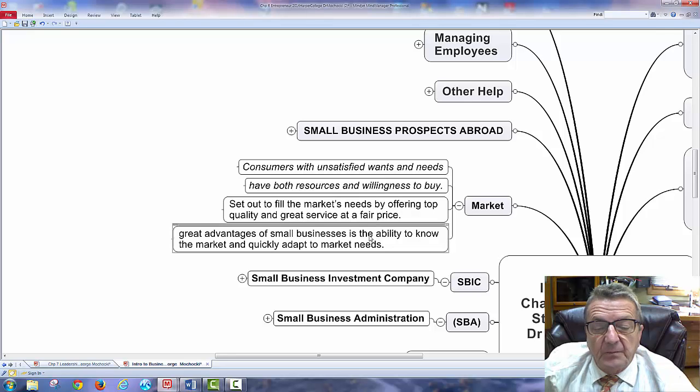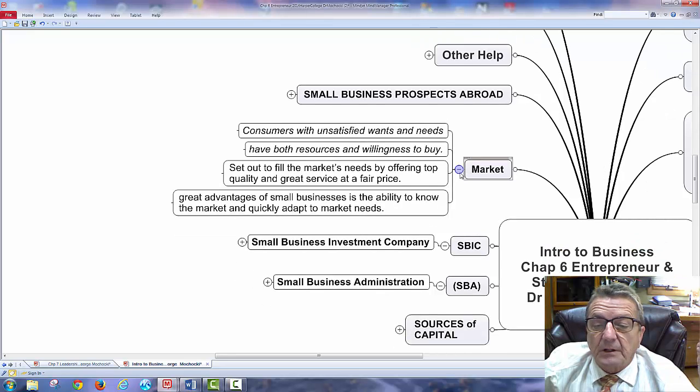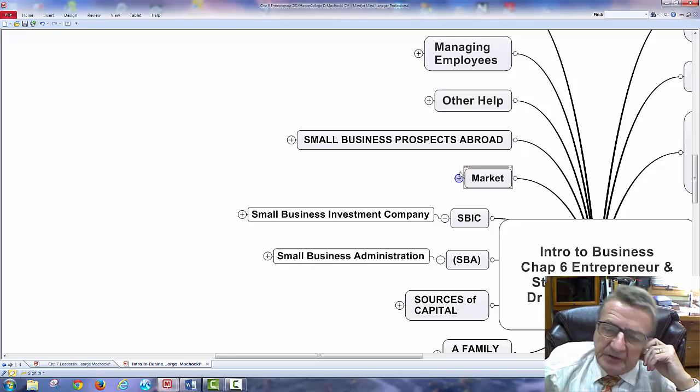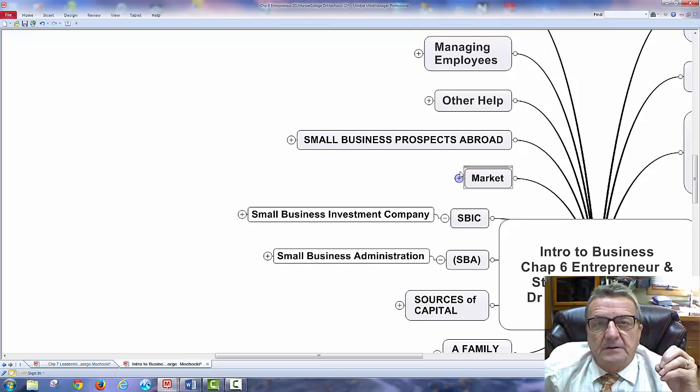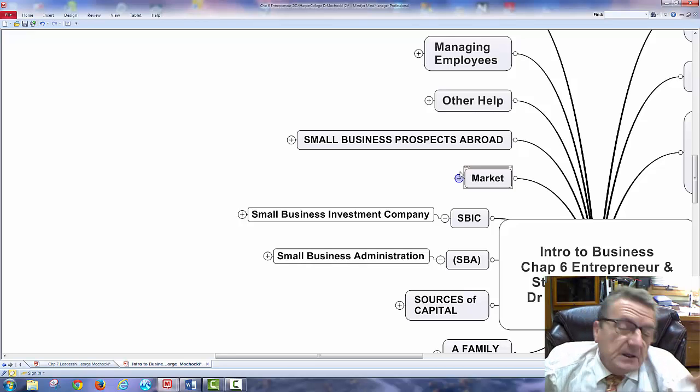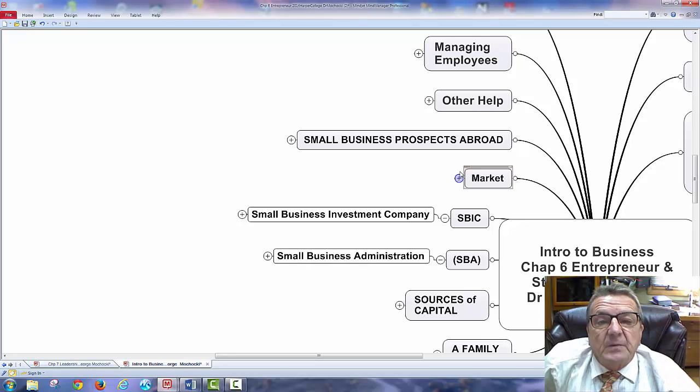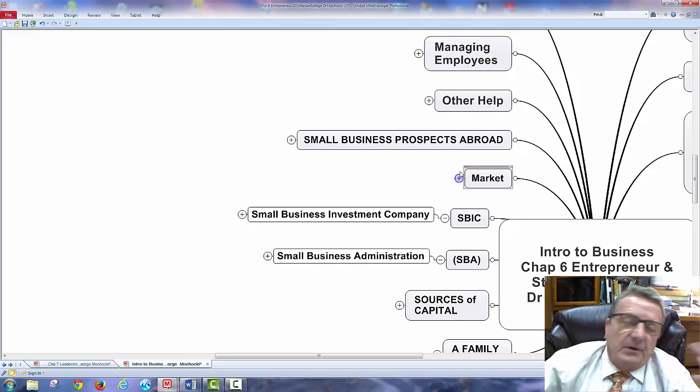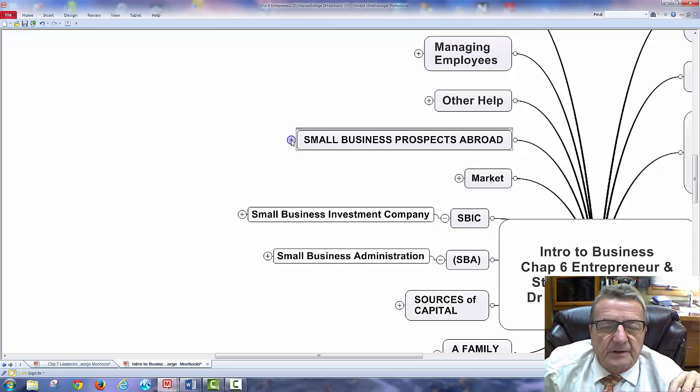A great advantage for small business is the ability to know the market quickly. Most people who open up businesses, entrepreneurs, see a need there and nobody is filling it. If you look at Facebook, that's a need. If you look at eHarmony, they started off because people don't know how to date, how to meet people. And then you've got other ones out there. I just use the top ones on my mind.